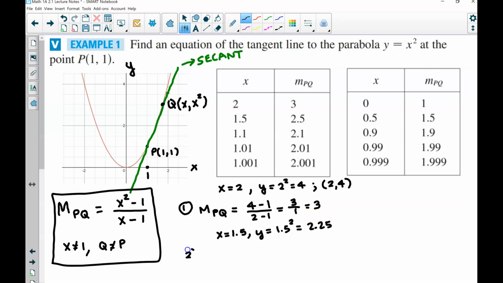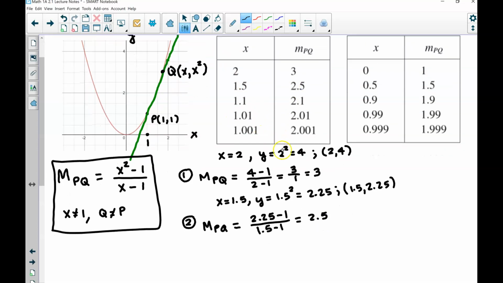So now, to find this slope, we're going to use those points. We got y2 to be 2.25. So we have 2.25 minus 1 over 1.5 minus 1, and then that's going to give us a slope of 2.5. So again, you can see here in the next one we get 2.5. Now you should be able to see the pattern for what's happening.